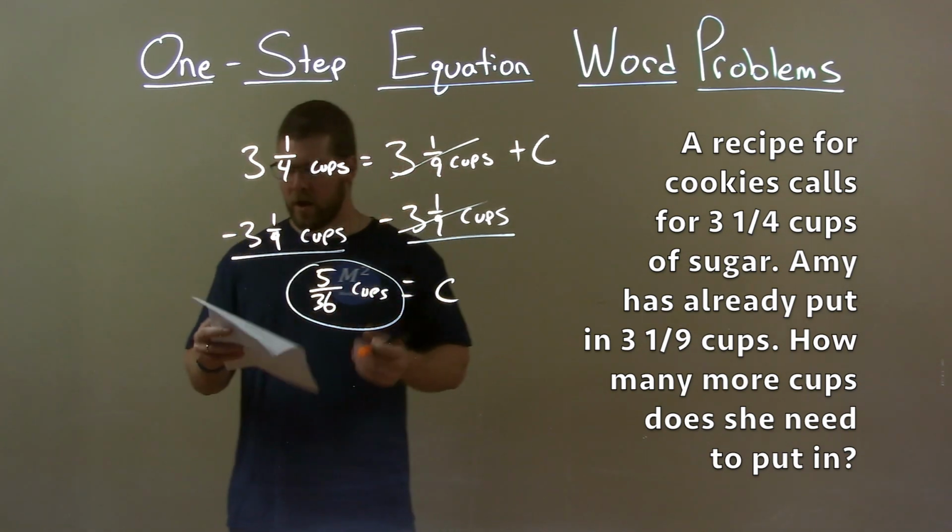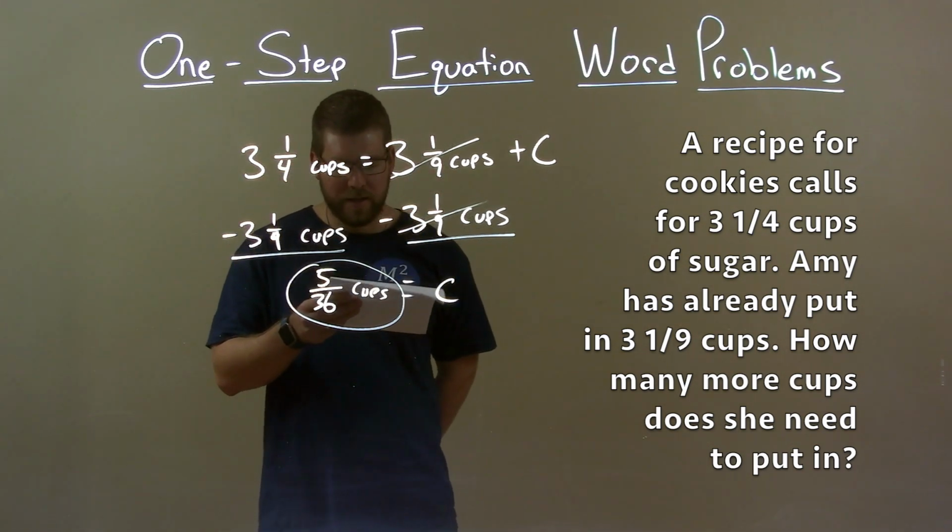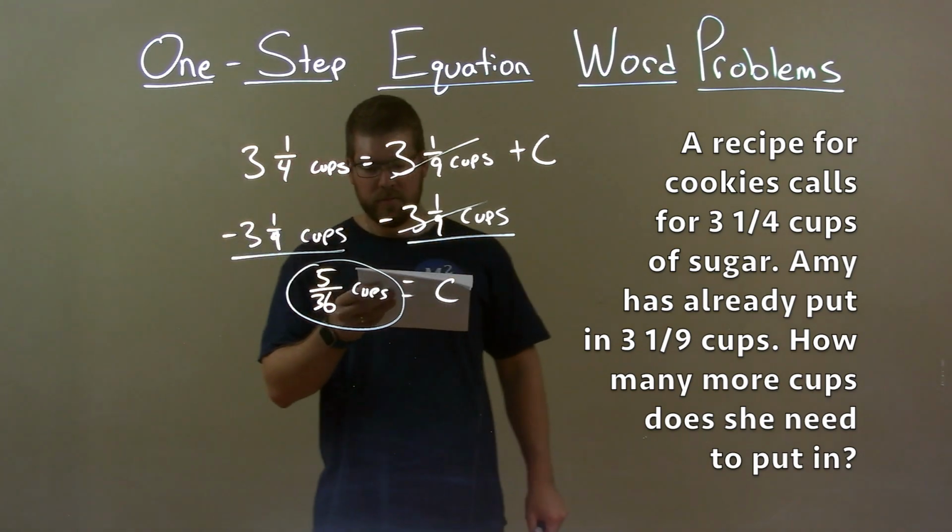Quick recap, we're given the problem, a recipe for cookies calls for 3 1/4 cups of sugar. Amy has already put in 3 1/9 cups. How many more cups does she need to put in?